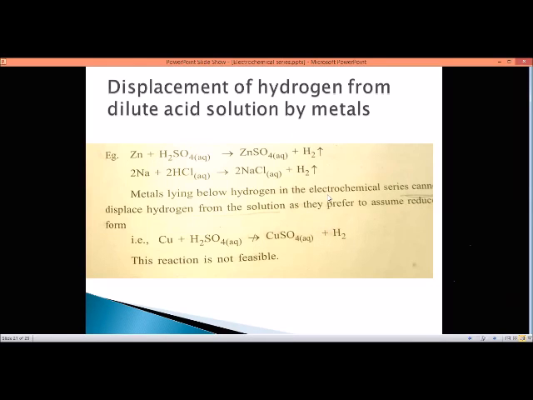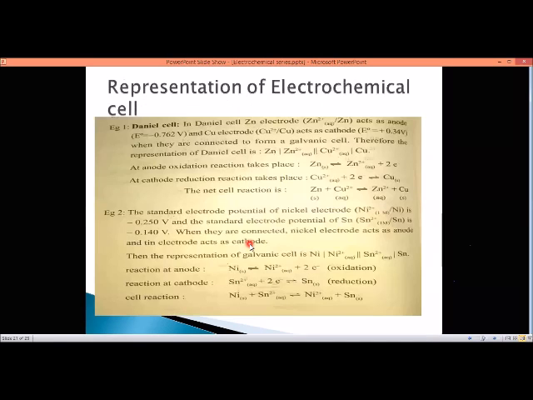Why is it not being formed? Because copper has a plus 0.34 volts electrode potential, whereas zinc has minus 0.76. So all those metals which have their SRP less than 0 can displace hydrogen from the acid and give out hydrogen bubbles in the solution. So this reaction is feasible, whereas all those which have a positive SRP, for example gold, silver, copper, platinum, will not react with the acids and will not liberate hydrogen gas.